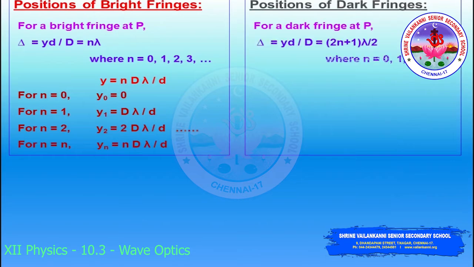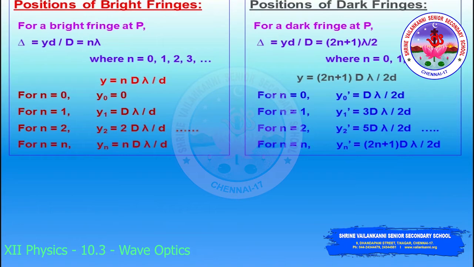Now we get it for the dark fringes, that is destructive interference. We have already seen how it is made; now we are seeing it through the expression. Now delta, which is equal to Xd by D, is equal to 2n plus 1 lambda by 2. So for the nth we get Xn equal to 2n plus 1 D lambda by 2d. So at these points only destructive interference occurs and the dark fringes are formed.